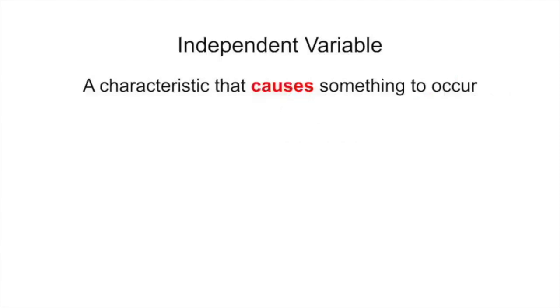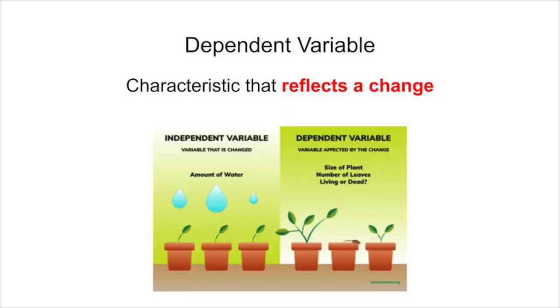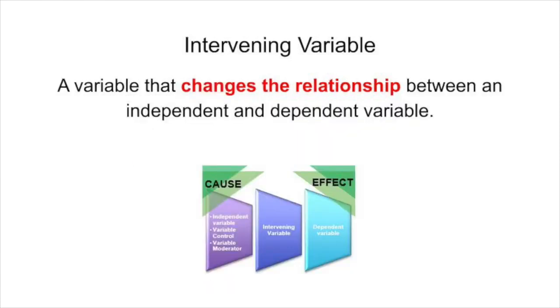An independent variable is a characteristic that causes something to occur. The dependent variable is a characteristic that reflects a change. Like in this image here, the independent variable is the water, how much water each plant got, and the dependent variable that reflected the change was how much the plants grew. An intervening variable would be a variable that changes the relationship between independent and dependent variable. So I like this graphic which shows a cause and effect and then the intervening variable in between.